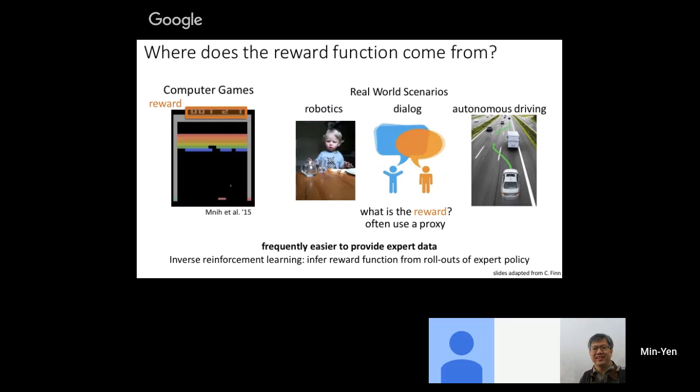Because the scenarios are not fixed, it is easier to provide expert data for the agent to figure out what could be the possible reward. And that is inverse reinforcement learning.